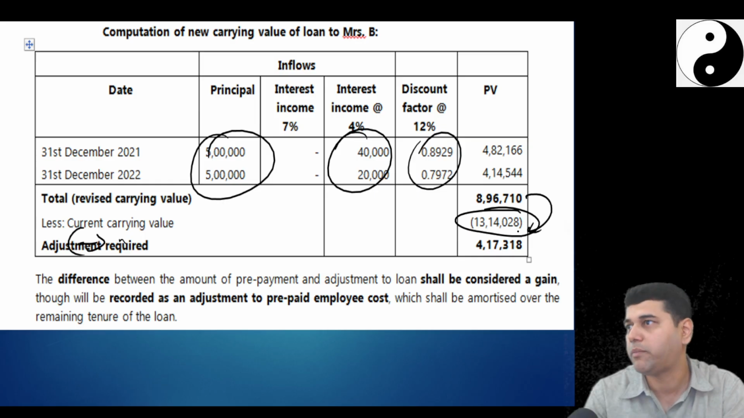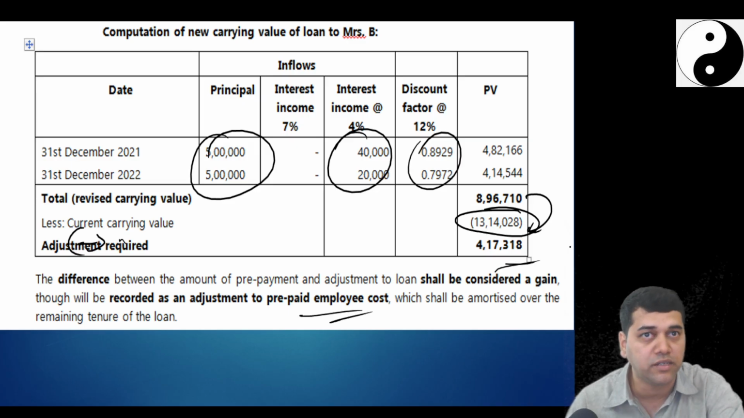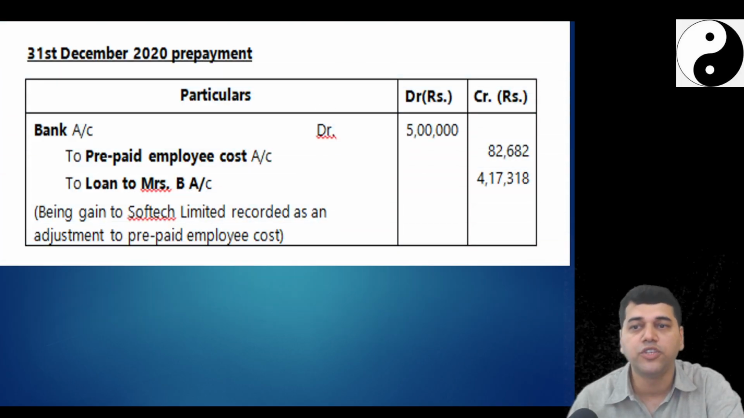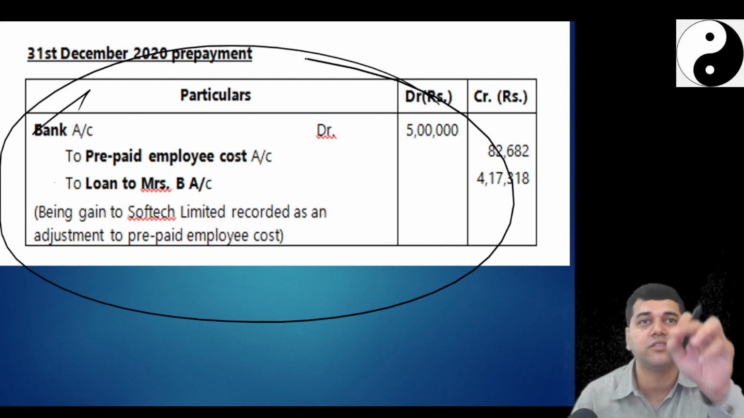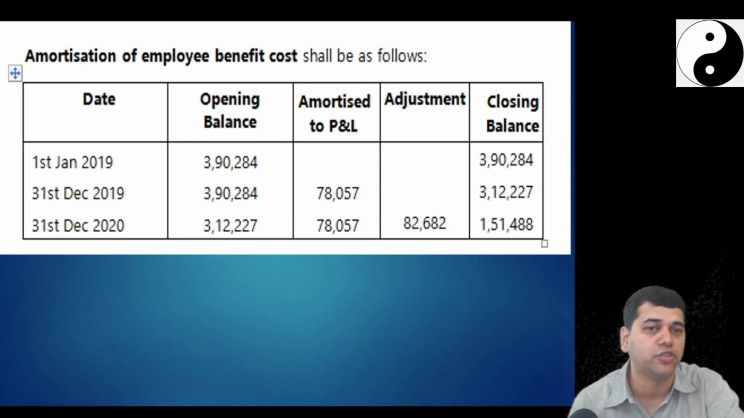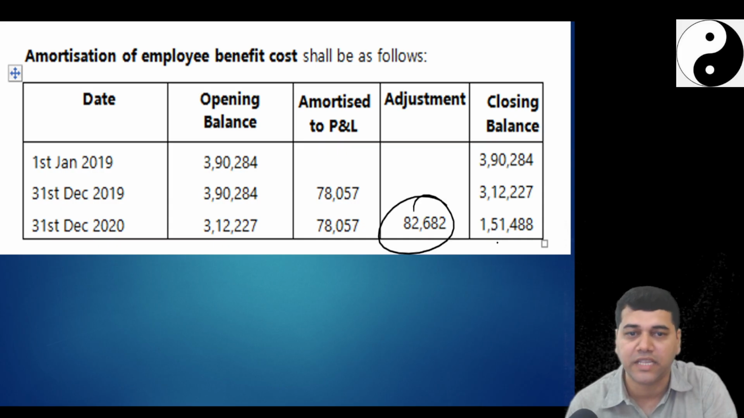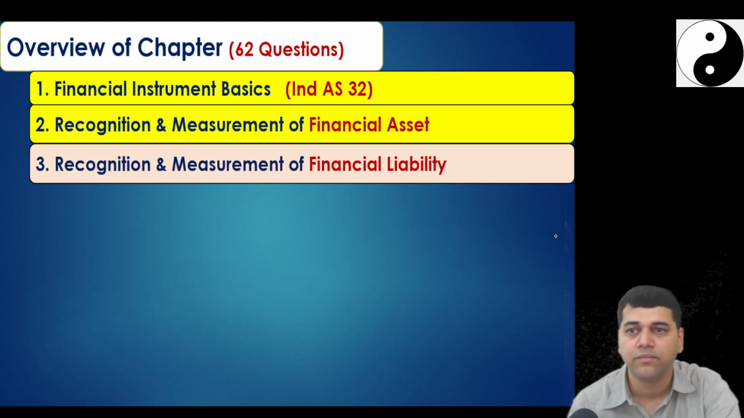ICAI, one format you see one way, another format you see another way. The difference will be adjusted to the prepaid cost. So you must have got 4,16,318. And then you distribute it and pass the entry for the bank. I am interested in this journal entry because this journal entry is the life. Then you prepare the revised amortization schedule because 2 more years are left. Amortization of 82,000, you are going to make an adjustment. 1,51,000 is the balance.